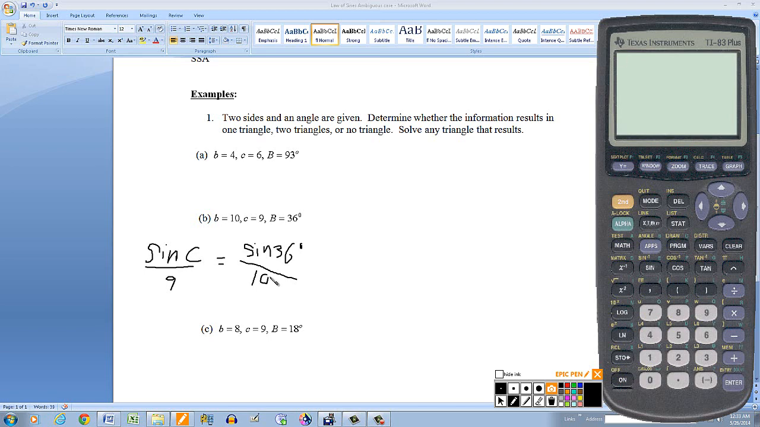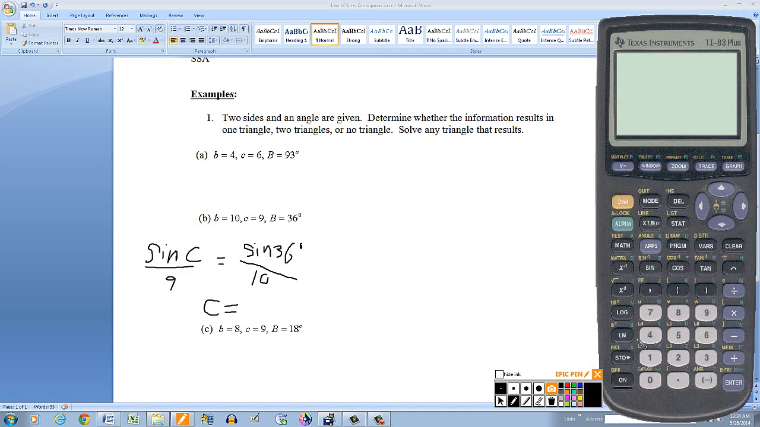Okay, so that's the equation that you have. Sine of C over 9 should equal the sine of 36 divided by 10. Obviously, I want to find angle C. First, I'm going to take sine of 36 divided by 10 and multiply that by 9. That will give me sine of C. Then if I want angle C, I simply take the sine inverse of that number.